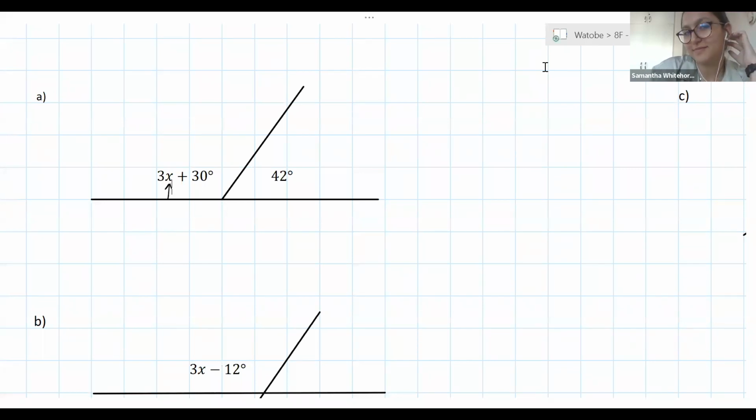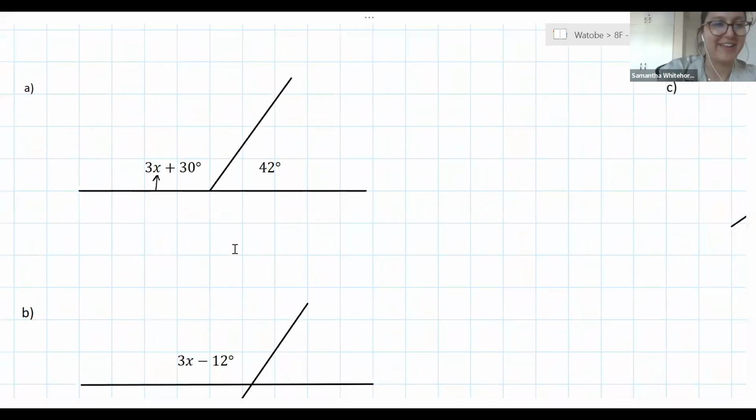Ma'am, I think we should use angles on a straight line. Good. And what should angles on a straight line add up to? 180 degrees. Fantastic. Do you want to give it a try? No, thank you, ma'am. Okay, cool. So that is 100% correct.